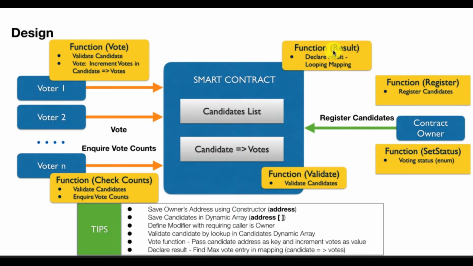So voting is one of the best use cases of decentralized application, and you will practice many features of Solidity like address, array, mapping, functions, error handling, and also enum. So spend some time and think about how you can write this smart contract.